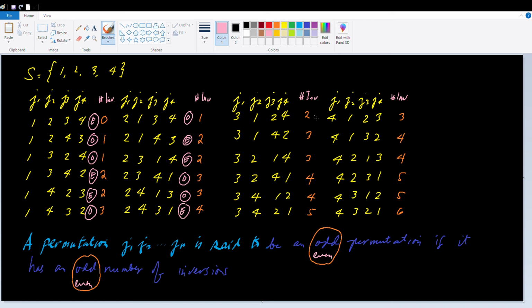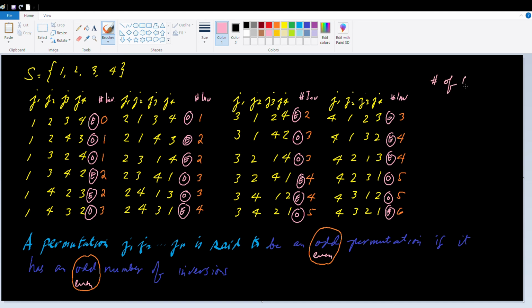3, 1, 2, 4 has two inversions. So it's even, then odd, odd, even, even, odd. Finally, 4, 1, 2, 3 has three inversions. So it is odd, then even, odd, and even.